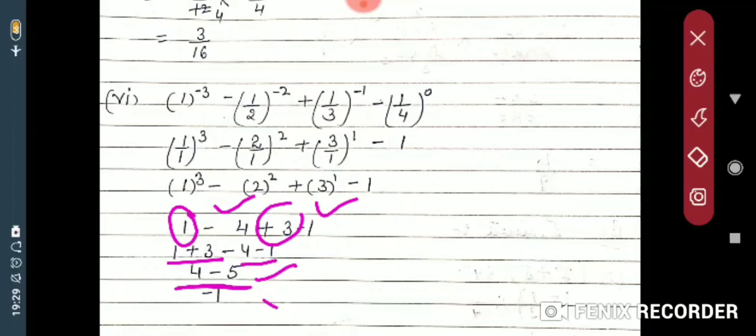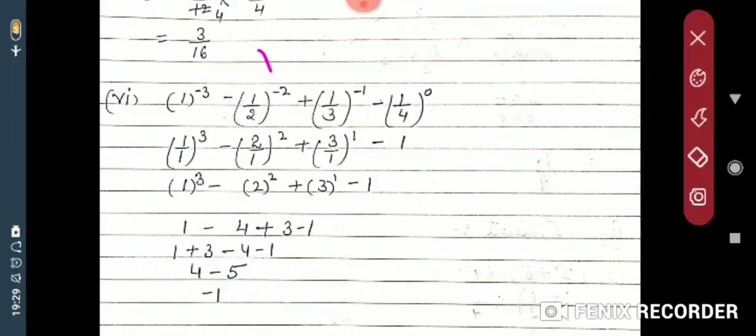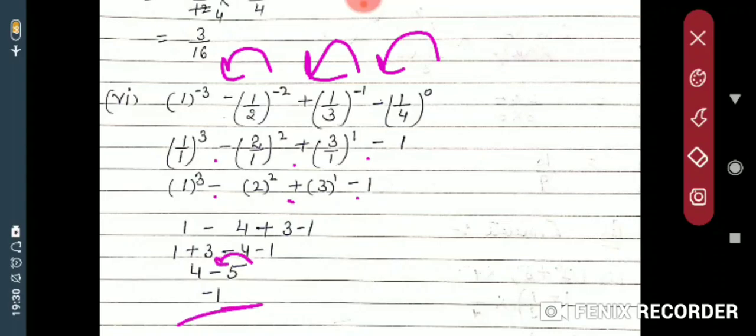Subtract 4 from 5, what will we get? Minus 1. Why will the minus sign be there? Because 5 is bigger than 4, and the sign of 5 is negative. Okay, which sign will be there? The sign won't change, it will go as it is. Which sign will be there? Negative.